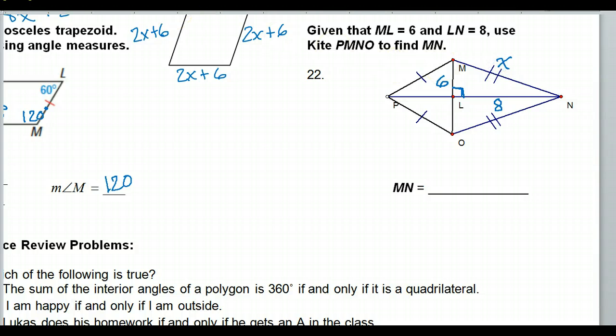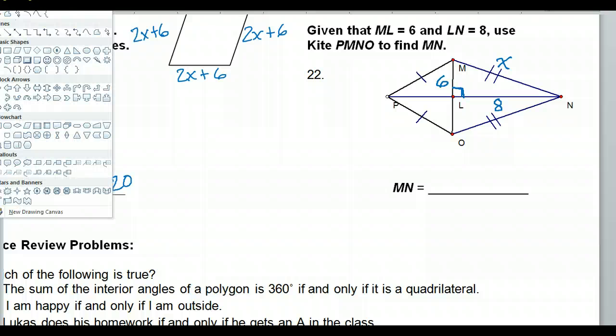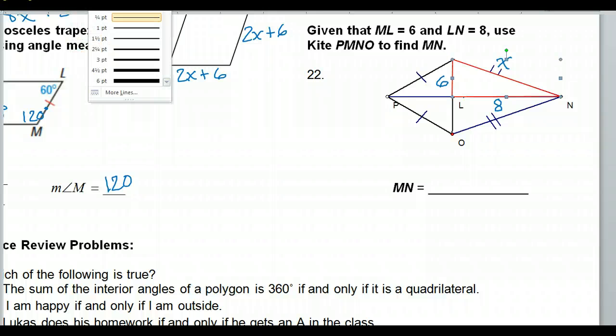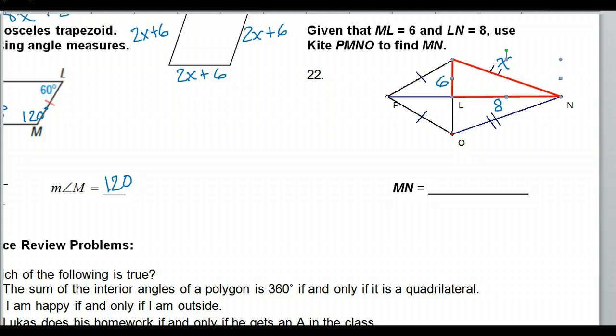This looks like a job for the Pythagorean Theorem. Focus your eyes on this triangle right here. Here to here to here to here. Okay. Let's see, let's make it red. Let's make it a little thicker. Okay, that red triangle is the one on which we are about to work the Pythagorean theorem. 'Cause MN would be the hypotenuse, so be careful where you put it.